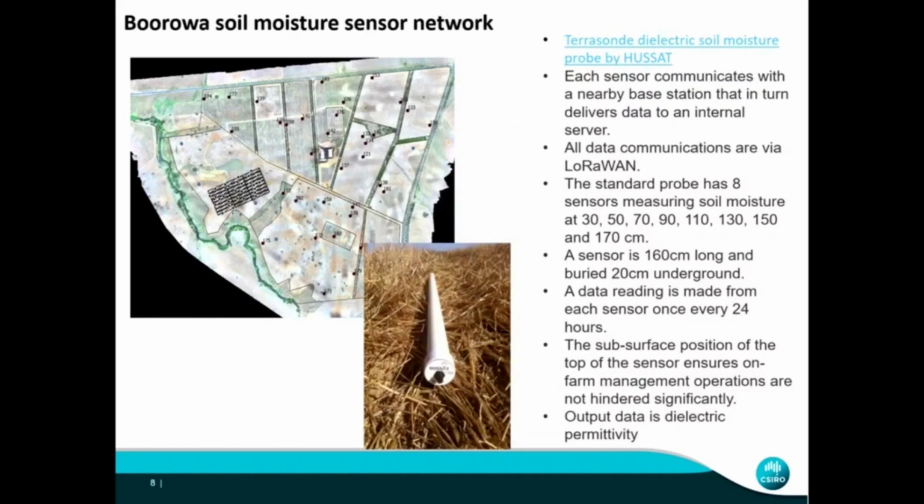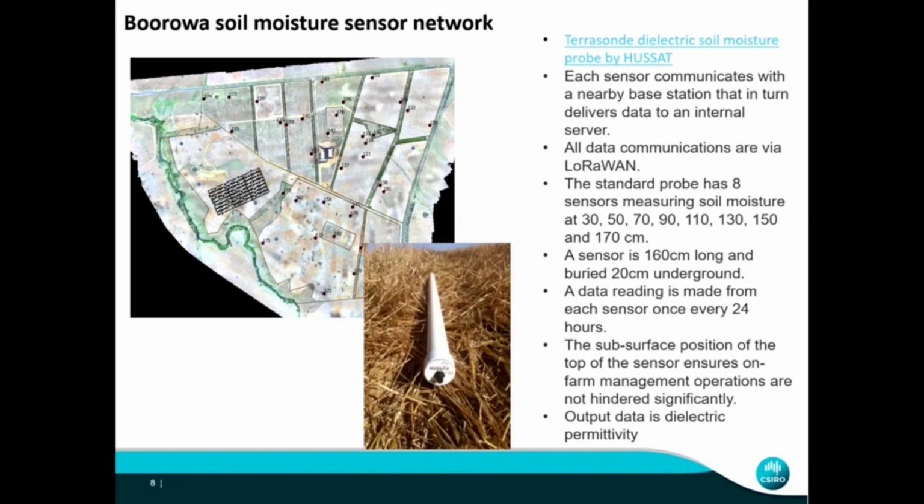Okay, so that's the mapping. Now with the soil moisture sensor network. The idea is, because it is a research farm, to facilitate research practices. It's wired up as a digital farm.